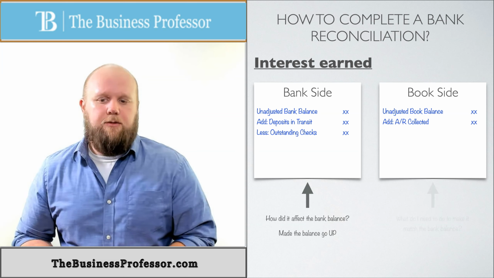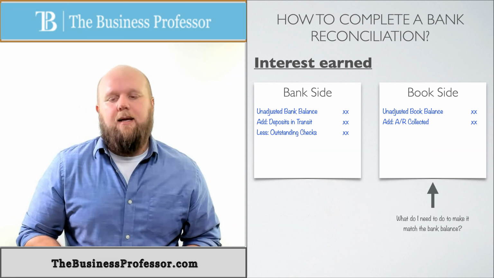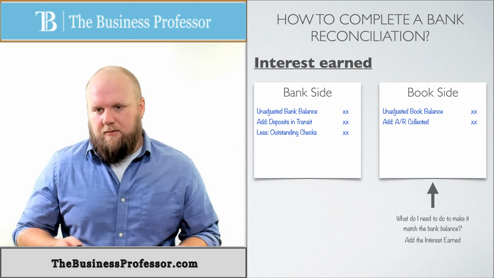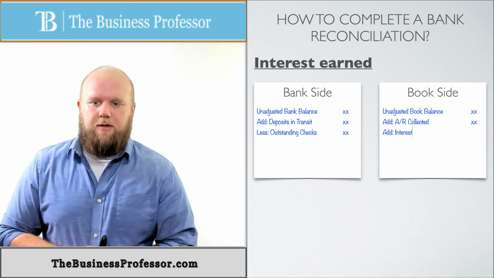So what do I need to do to the book side in order to match the bank side? I need to make it go up as well. So I'm going to say add interest earned. So that's what we're going to do, add interest earned for that amount.